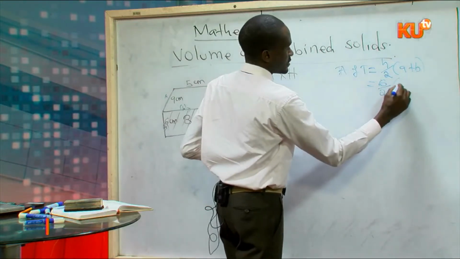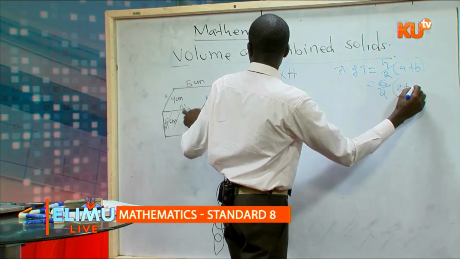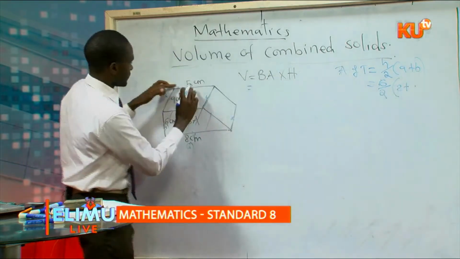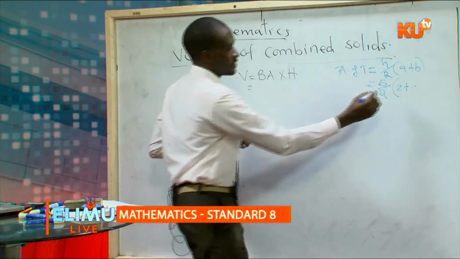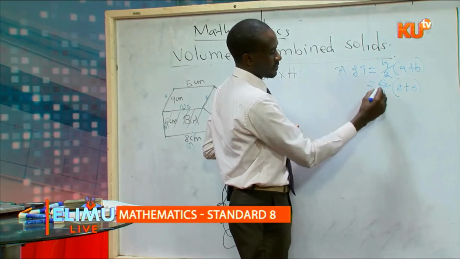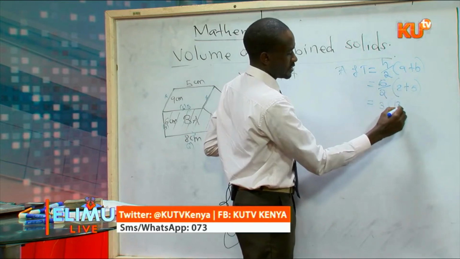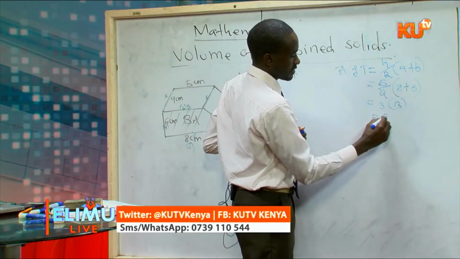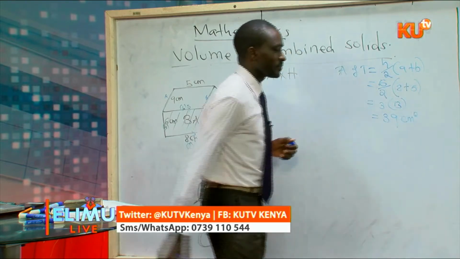One is small and one is big. So A is 8 plus B is 5. This one is the same as this one, so B is 5. Then area is 3 times 13. That gives us 39 square centimeter.